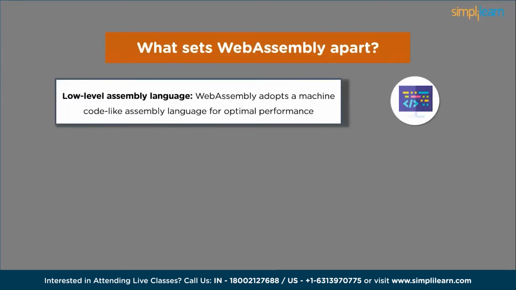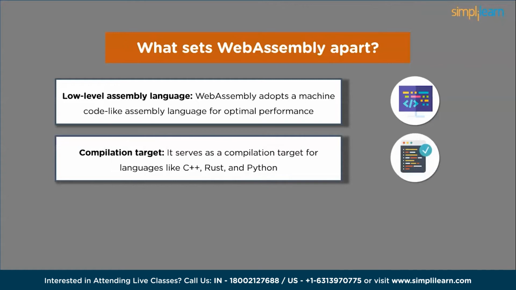Its low-level assembly language nature is designed to closely resemble compiled machine code for optimal performance. Although you won't write script directly in WebAssembly, it serves as a compilation target for other languages. That means that web browsers can now execute code written in a variety of programming languages, including C++, Rust, Python, expanding the horizon of web development.